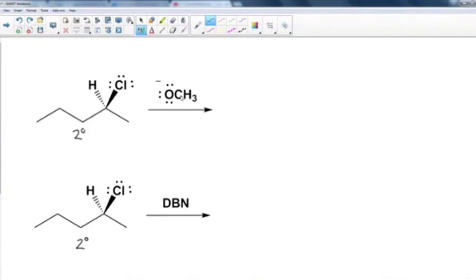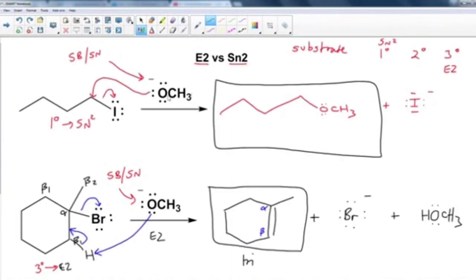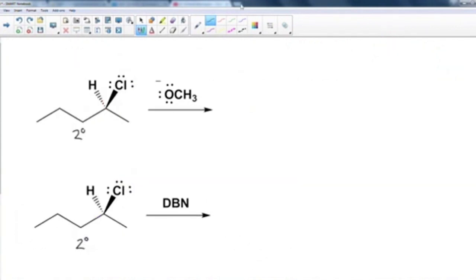So just as we have seen before, we have to look at the nucleophile or base to see what's going to happen. We have to ask ourselves, do we have a strong nucleophile and a strong base, or do we have something different? And we know, because we saw it up here, that OCH3 is a strong nucleophile and a strong base.